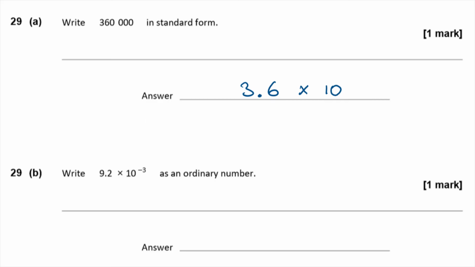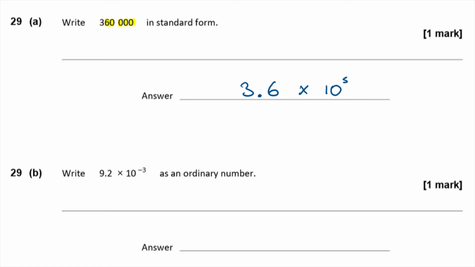And think, well, what would I have to multiply 3.6 by to get 360,000 back again? Now, the number you can get quite easily by just counting the number of digits you've got after where you put the decimal point. So I've got 1, 2, 3, 4, 5 in there. So this is going to be 3.6 times 10 to the 5. Okay. 9.2 times 10 to the minus 3.